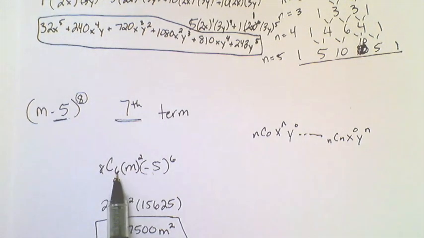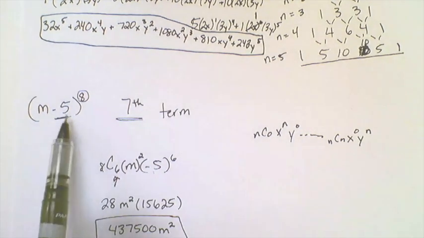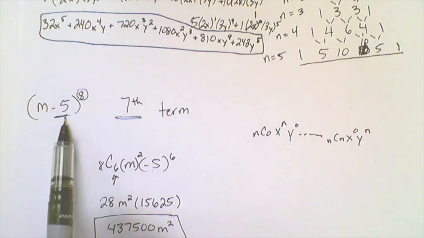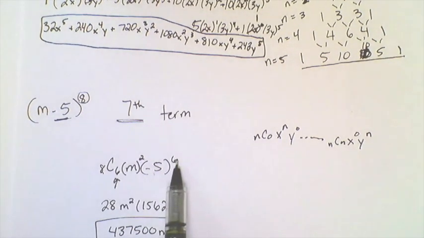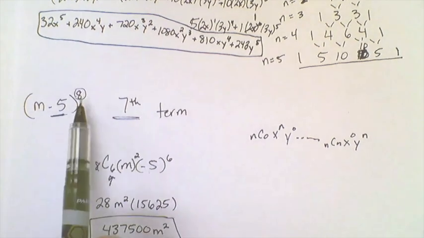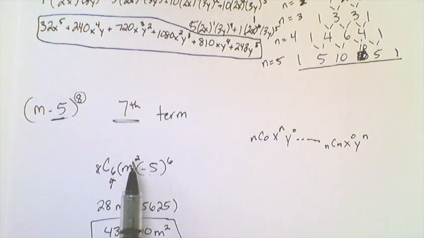Okay, and also the 6 is the power of your second term that's in your binomial. Okay, so negative 5 is your second term. I'm going to take negative 5 to the 6th power. Alright, and since these have to add to give us a degree of 8, we know that that m is just going to be squared.